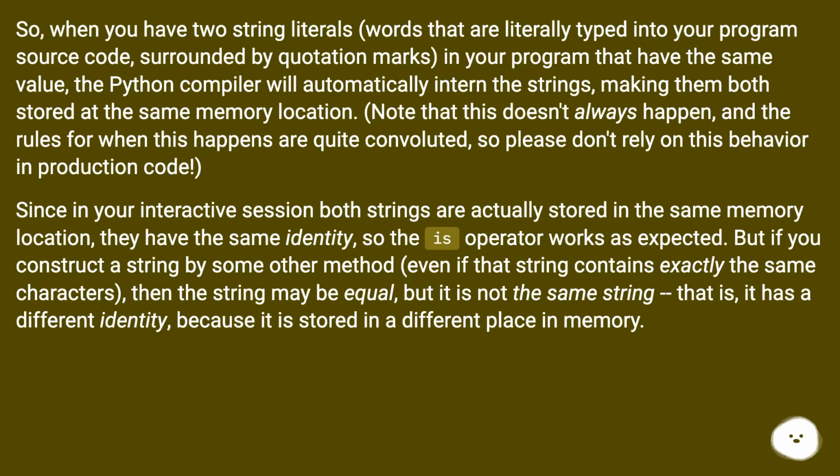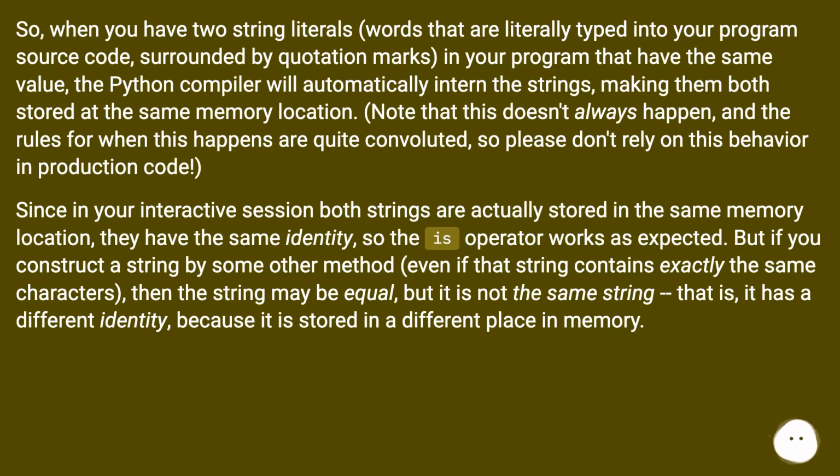So, when you have two string literals, words that are literally typed into your program source code, surrounded by quotation marks, in your program that have the same value, the Python compiler will automatically intern the strings, making them both stored at the same memory location. Note that this doesn't always happen, and the rules for when this happens are quite convoluted, so please don't rely on this behavior in production code.